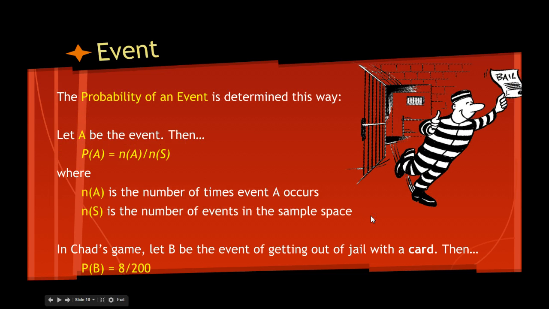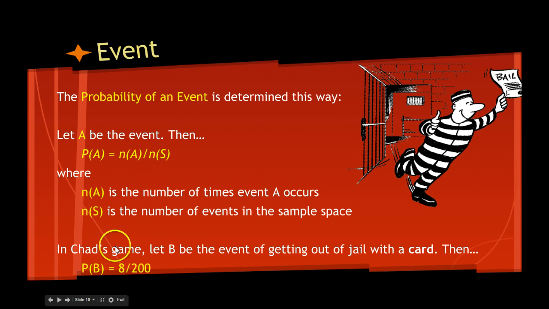So let's take a look at how we determine the probability of an event. Well, we're going to define the variable A as the event. So it could be getting out of jail with a card. That's going to be variable A. Then the probability of A is going to equal the number of times the event occurs, N of A, divided by the number of total events in the sample space, N of S.